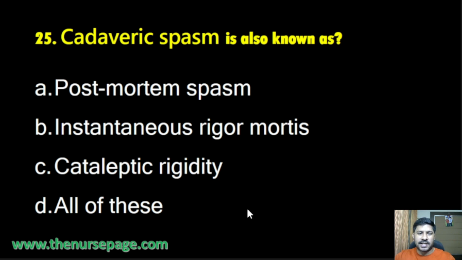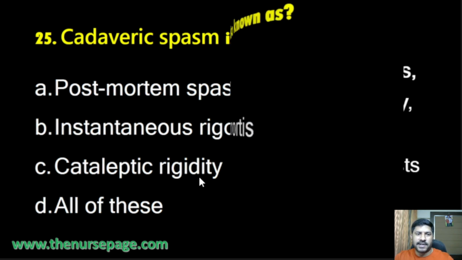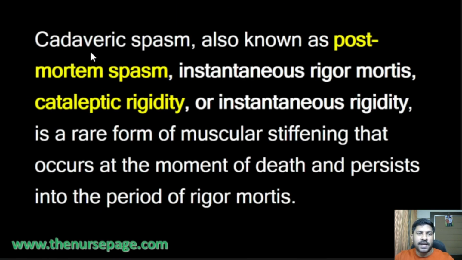So correct answer here, all of this. Cadaveric spasm is also known as post-mortem spasm or instantaneous rigor mortis or cataleptic rigidity. So we will discuss it here. Cadaveric spasm, also known as post-mortem spasm, instantaneous rigor mortis, cataleptic rigidity or instantaneous rigidity.